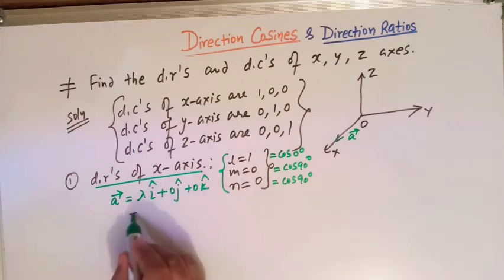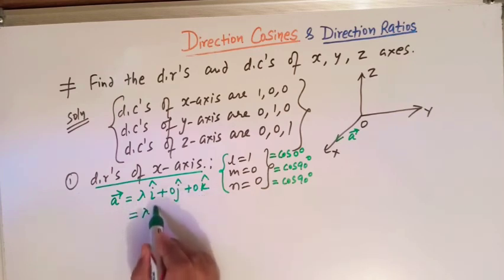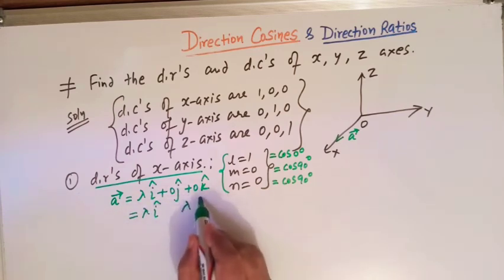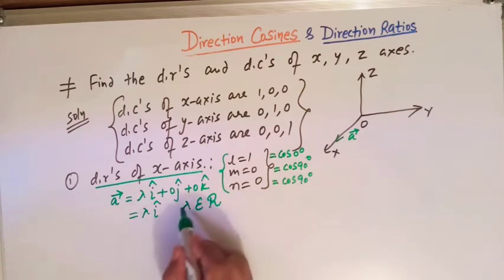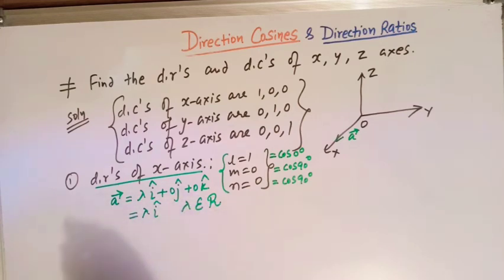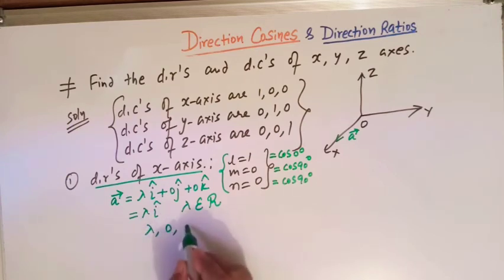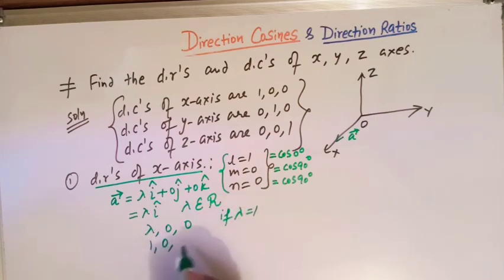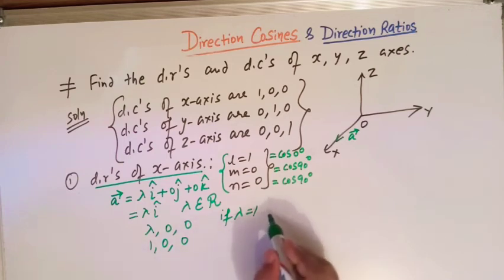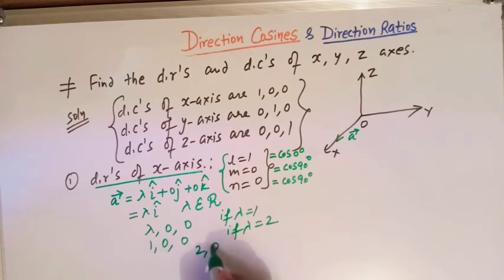Clear? Or simply we leave this, so we have lambda i cap. Now lambda is any real number, right? So the direction ratios of x-axis are lambda, 0 and 0. Clear? If lambda is 1, then the direction ratios are 1, 0, 0, and if lambda is, say, 2, then the direction ratios are 2, 0 and 0, right?